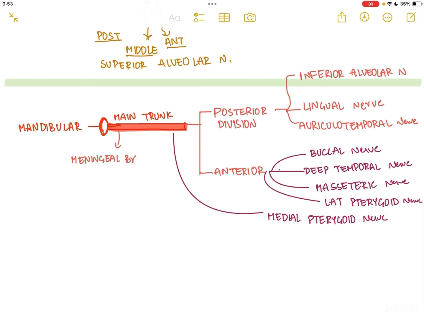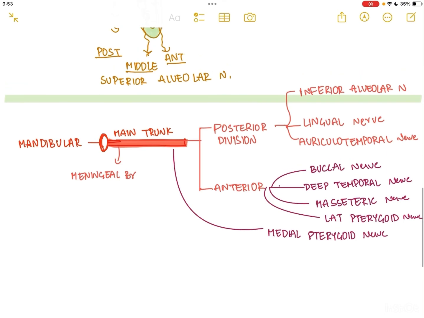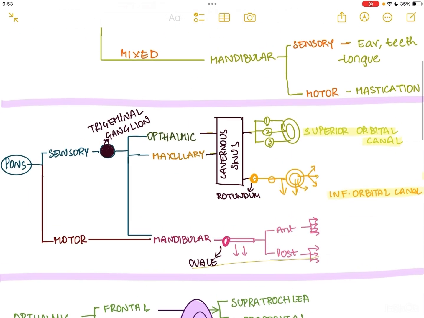The anterior part is supplying the muscles of mastication. One is the deep temporal nerve, the masseteric nerve, and the lateral pterygoid nerve. The one branch from the main trunk is supplying the nerve to medial pterygoid, which is also a muscle of mastication. So the anterior division is supplying three muscles of mastication: the deep temporal nerve, masseteric nerve, and the lateral pterygoid nerve. And this buccal nerve is a sensory nerve, that means it supplies sensation over the buccal region. So this is about the mandibular nerve, maxillary nerve, and the ophthalmic nerve.